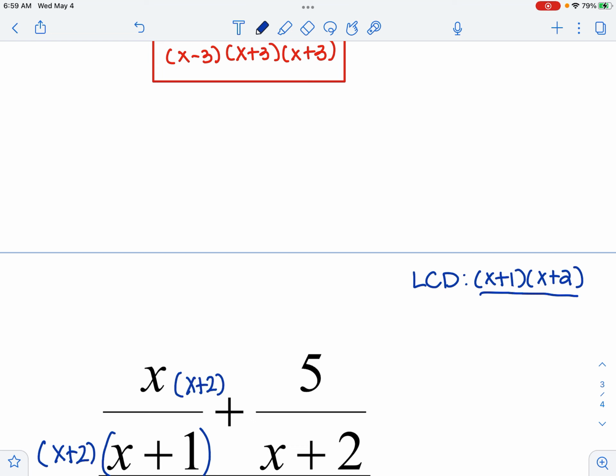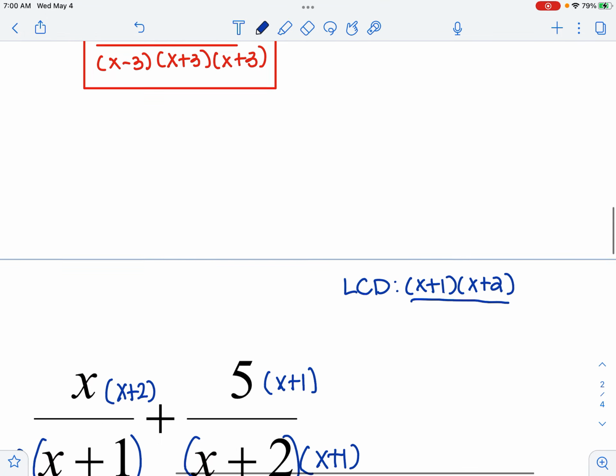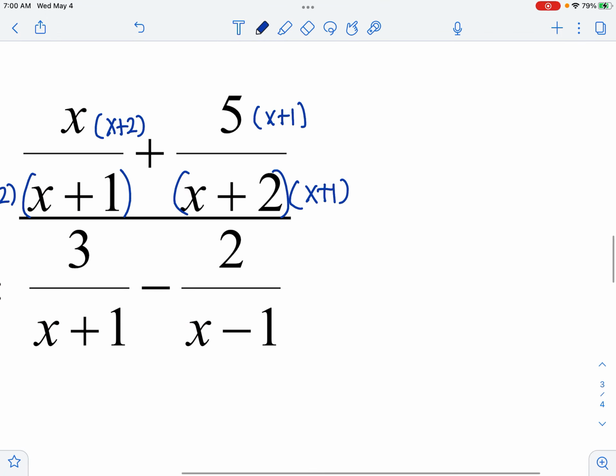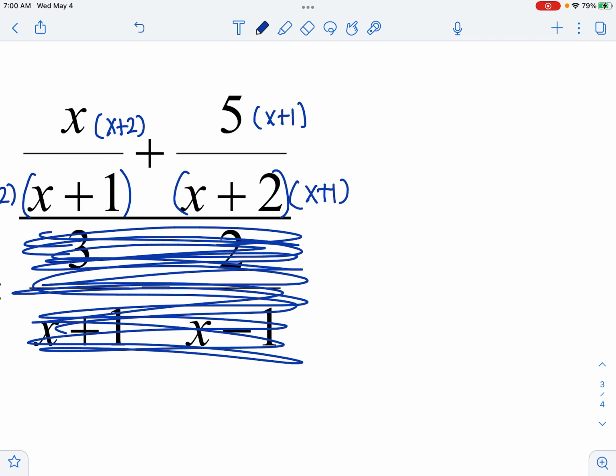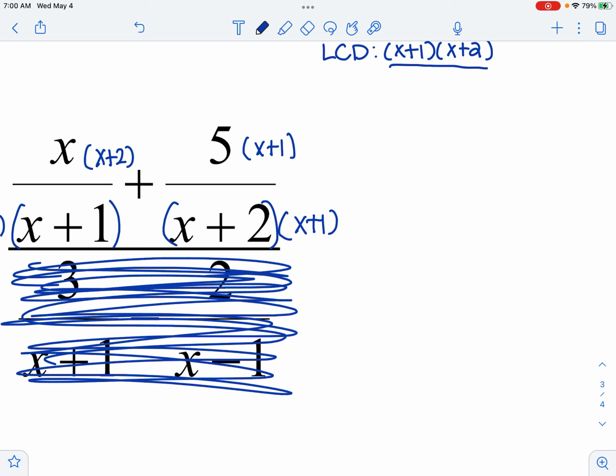Notice I like writing it to the right because I know I have to distribute. This one's already an x plus 2. I need an x plus 1, so I'm going to multiply by x plus 1. All right, off to the side, I'm going to just pay no attention to this right here. I'm going to be like, you're gone for a second, and then I'll bring it back. I just don't want to look at it. That's what you can do with your brain. You don't actually have to scratch it out. All right, so now I'm going to write my new denominator, x plus 1 times x plus 2, or vice versa.